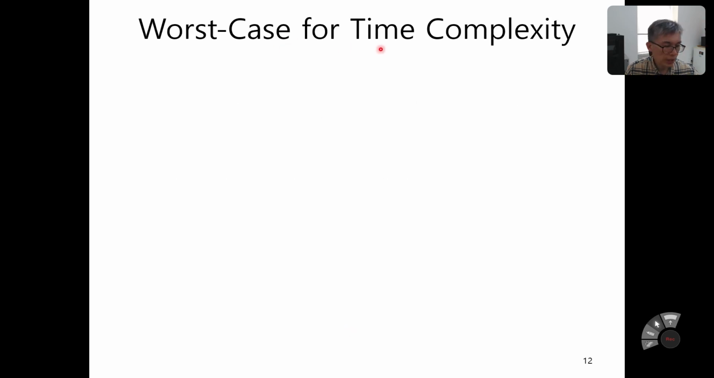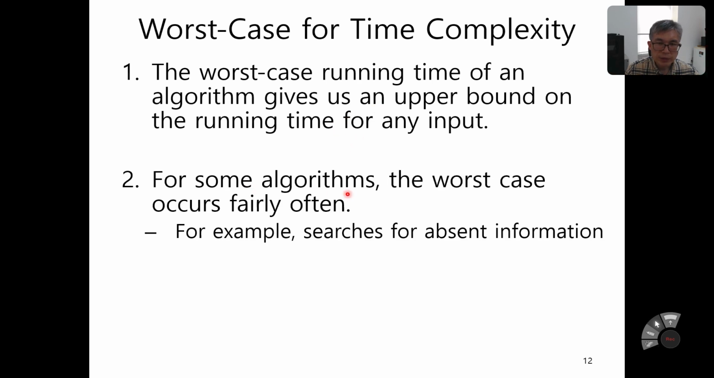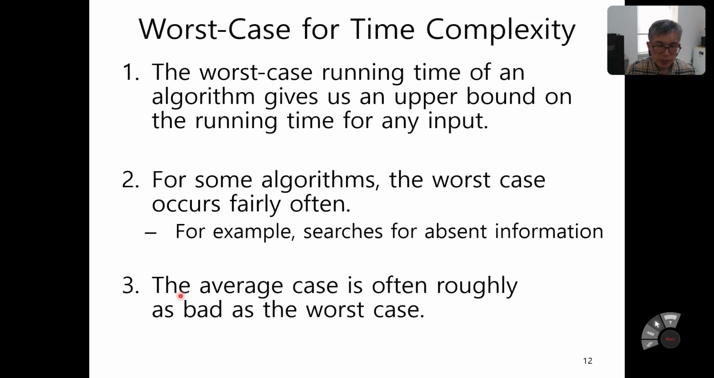The worst case running time of an algorithm gives us an upper bound on the running time for any input. For some algorithms, the worst case occurs fairly often, for example, searching for absent information in a database. The average case is often roughly as bad as the worst case. So usually we consider worst case time complexity, but for quicksort, which we will learn later on, we focus on the average case, because quicksort is actually a fast algorithm.